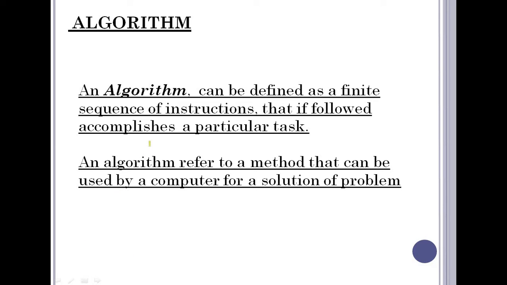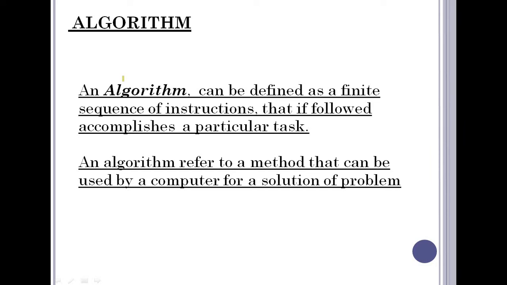Hello students, now we will see what is meant by the algorithm, what are the characteristics of the algorithm, how we can develop the algorithm or write the algorithm, and what are the two tools that we can use for writing the algorithm. So first we will see the definition of the algorithm.